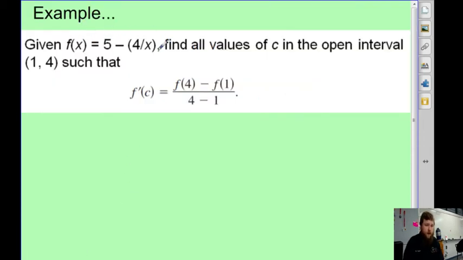So let's take an example. f of x equals 5 minus 4 over x. We want to find all the values of c on the open interval (1, 4), such that, in this case, the mean value theorem holds.